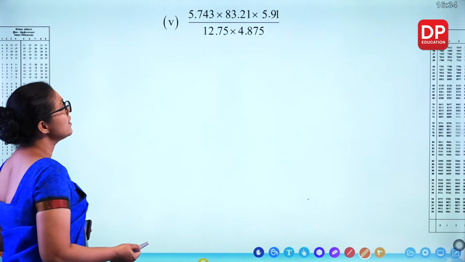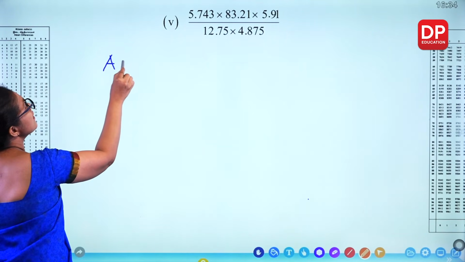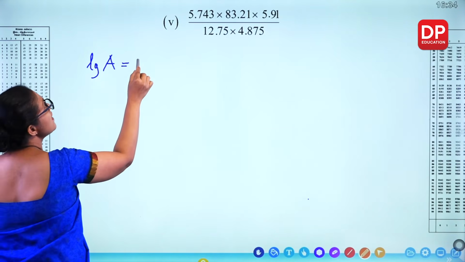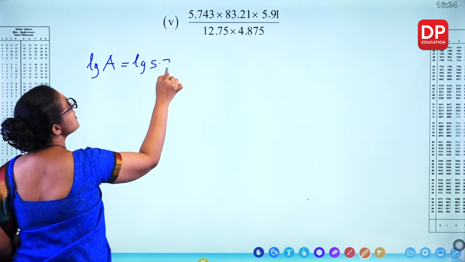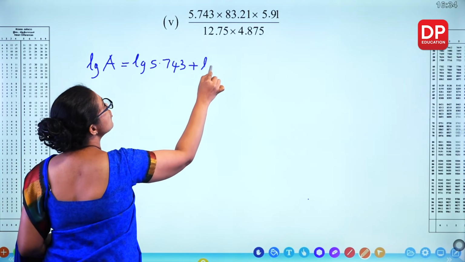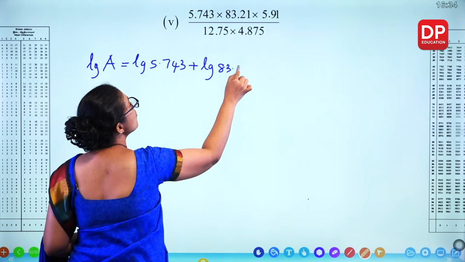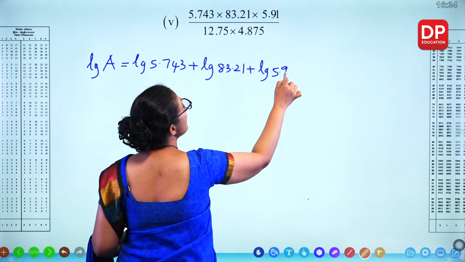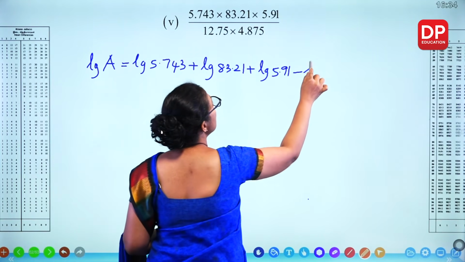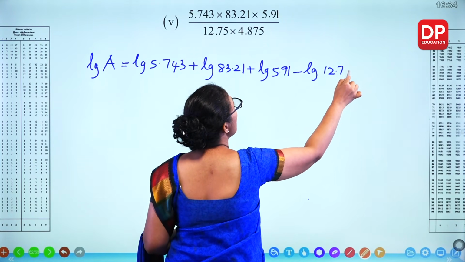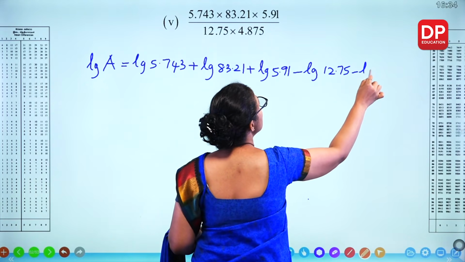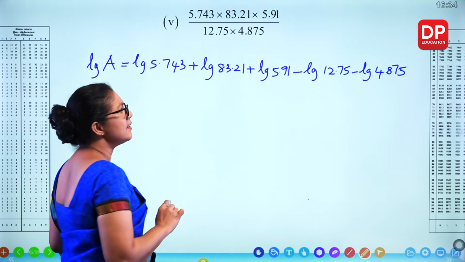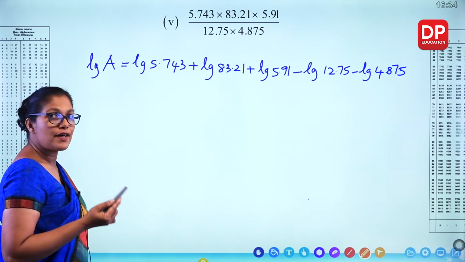We'll take this question. We'll take A as the question and take log both sides. You get log A is equal to log 5.743 plus log 83.21 plus log 5.91 minus log 12.75 minus log 4.875. That's the question. And now we'll refer the table.